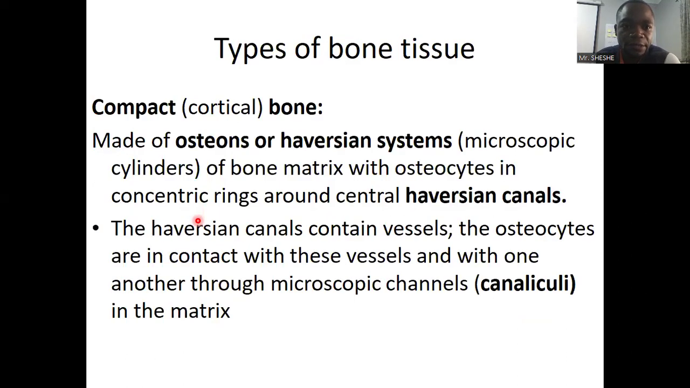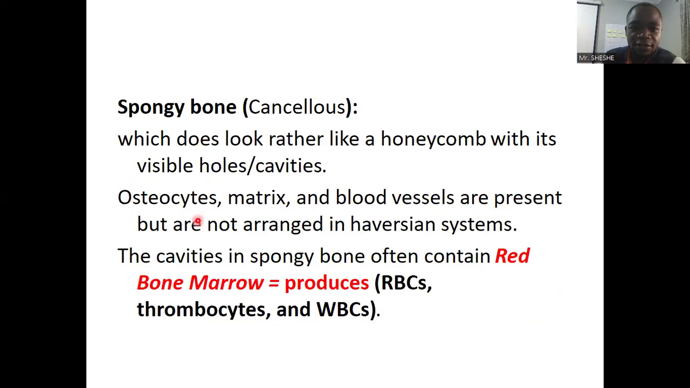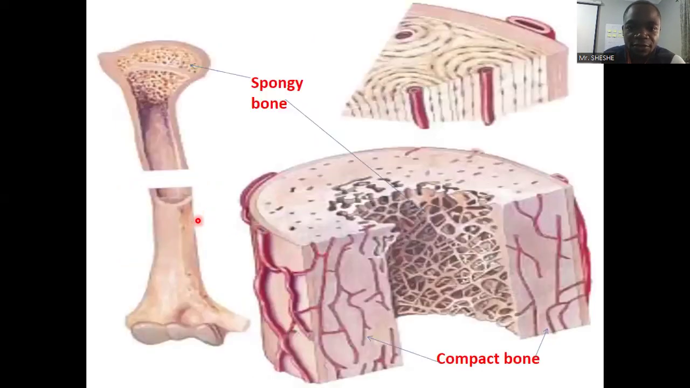Types of bone. So basically there are two types. Okay, I'll be quick on this one. We have what we call compact bone or cortical bone. Then we also have spongy bone or cancellous bone. What is the difference? So I'll go direct into that. So this one we're looking at is a combination of compact bone and spongy bone. So compact bone is hard bone. Spongy bone is soft bone.